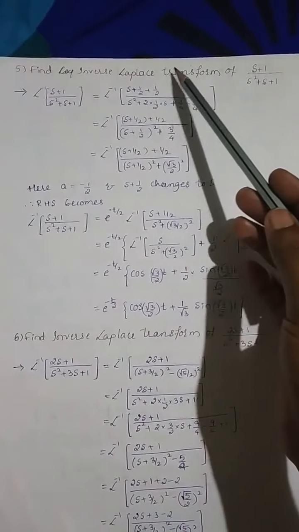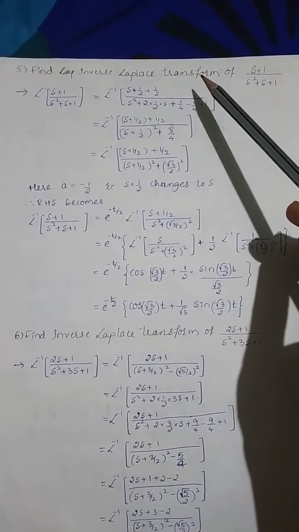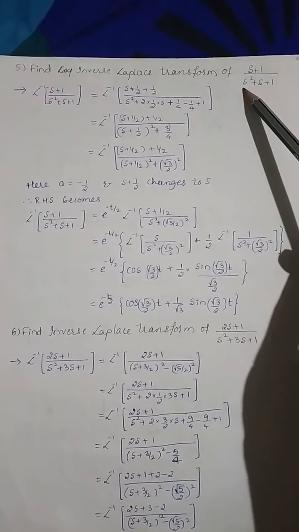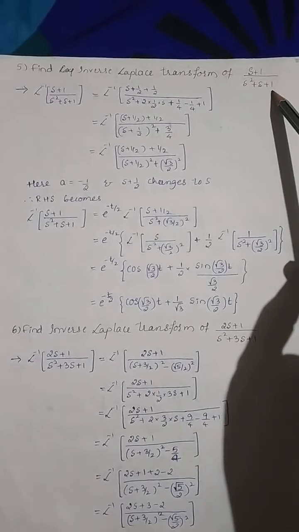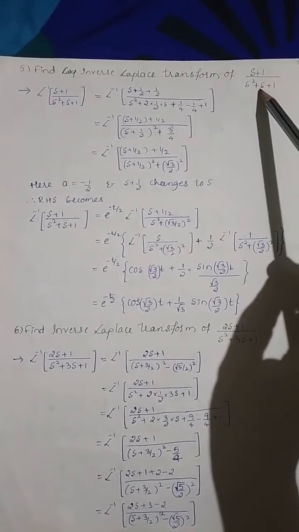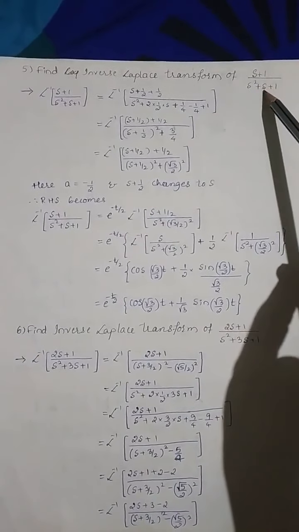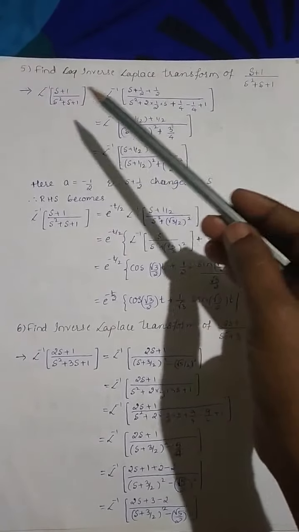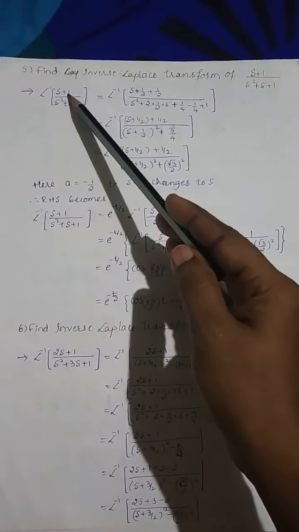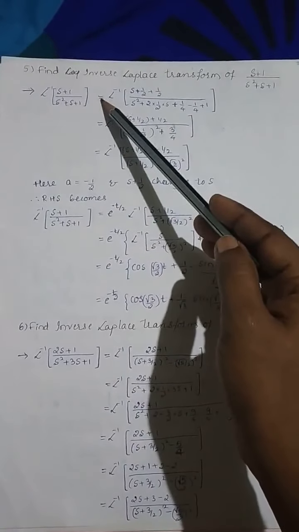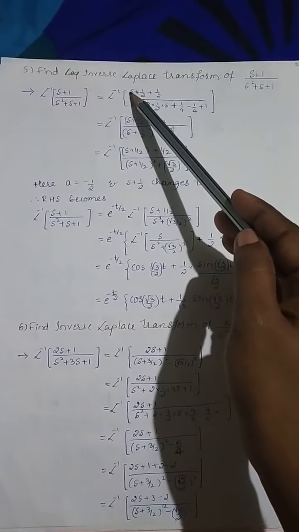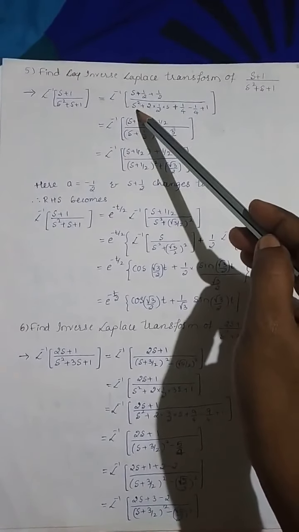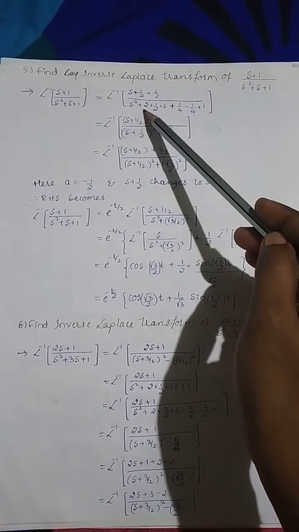Find the inverse Laplace transform of s plus 1 upon s square plus s plus 1. Again we can see here a quadratic term is there. We need to change this term to a perfect square. That is, we need to complete it as a square term. L inverse of s plus 1 upon s square plus s plus 1 is equal to L inverse of, okay, just ignore the numerator first, just concentrate on the denominator first.